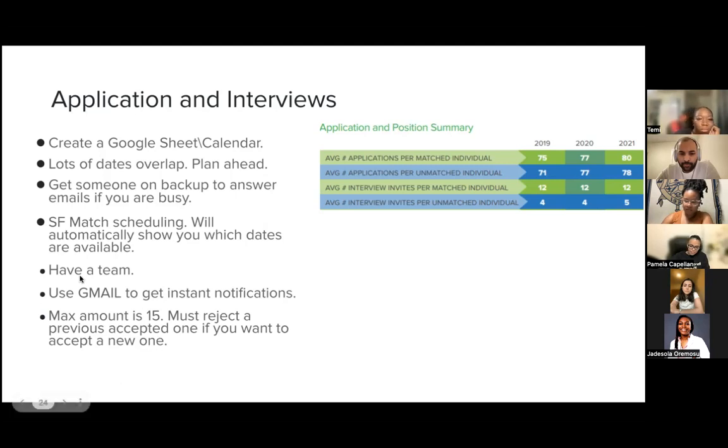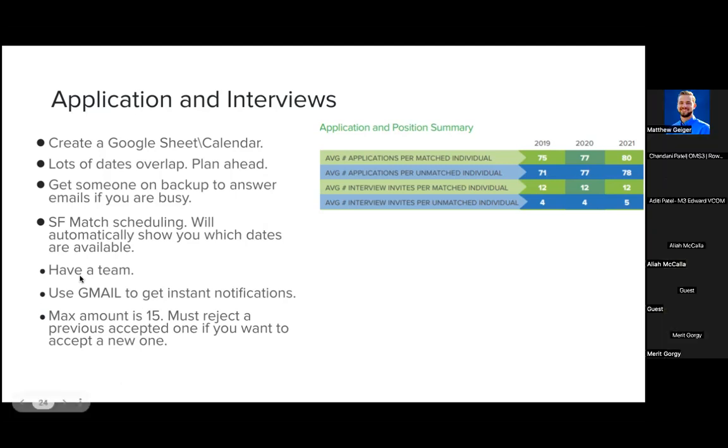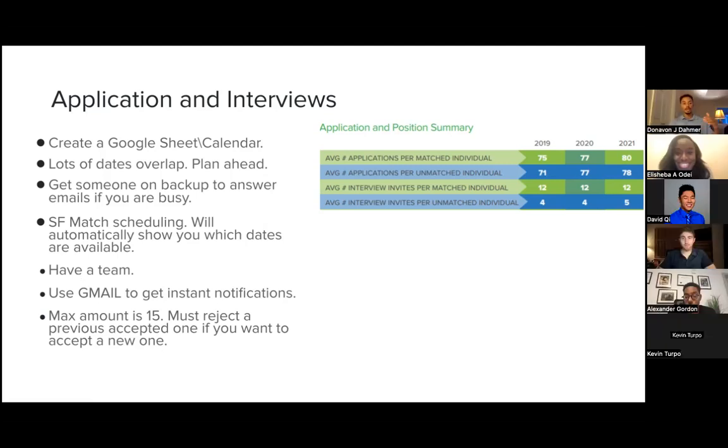Have a team. Because I was on my aways, my parents helped me accept interviews. So having a couple of people in your corner who have access to your email account and can answer different things is very, very beneficial. Right now, the max amount is 15. So if you go past 15, you have to reject someone that you accepted recently, or reject the new one.